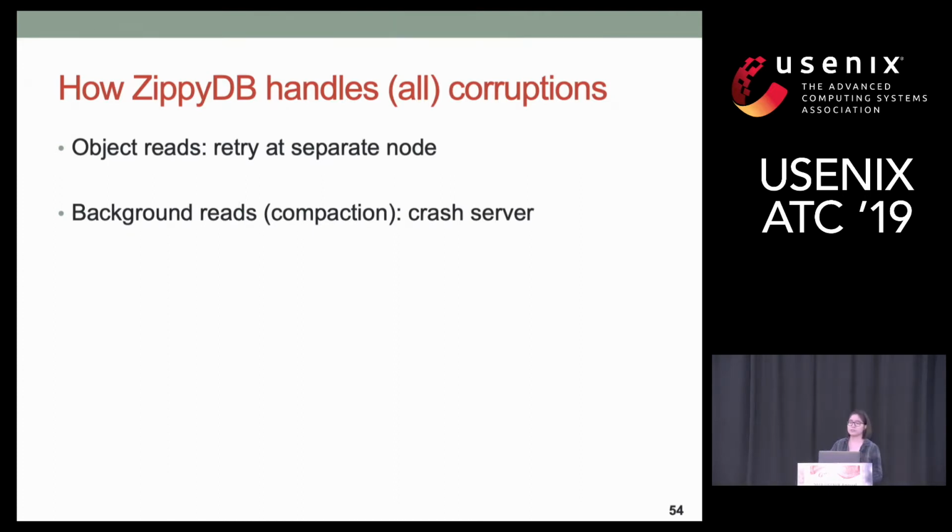But in Rocks, there are also a large number of background reads due to the background compaction operation. And Zippy actually handles this very poorly. They will actually crash an entire ZippyDB server when a single RocksDB instance encounters a compaction error. And each ZippyDB server can hold hundreds of Rocks instances, so this is pretty bad. So what we do in Direct is we try to fix these compaction errors without killing an entire node.